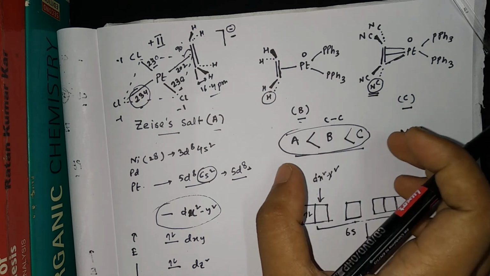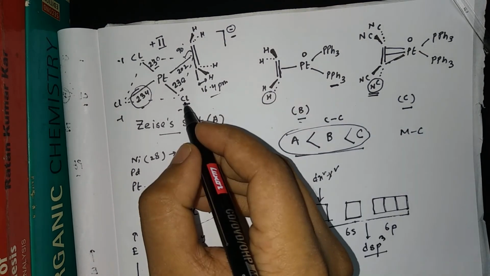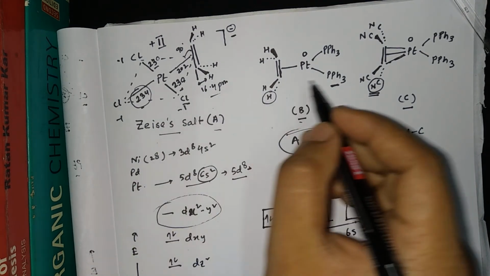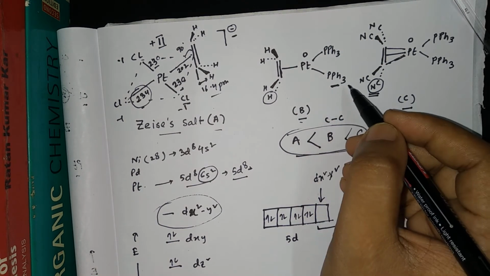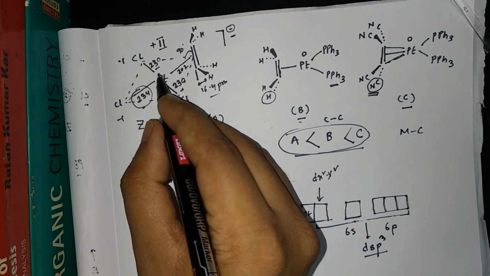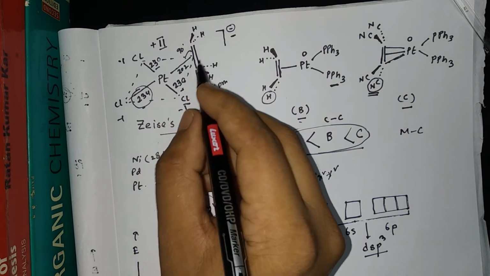Now somebody can be confused that here the chlorine is there, here the PPh3 is there. Chlorine is a sigma donor as well as slightly pi donor, and PPh3 is a sigma donor and slightly pi acceptor, and hence this chlorine can increase the negative charge on the platinum, and the platinum can easily back donate to this ligand.